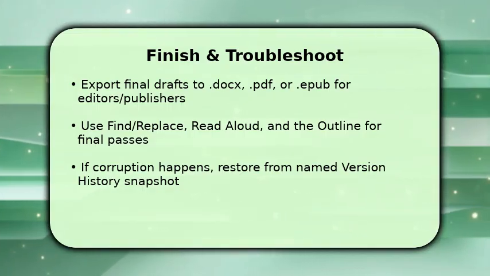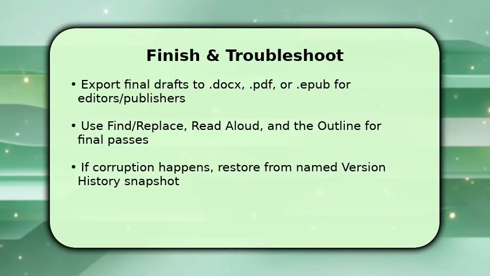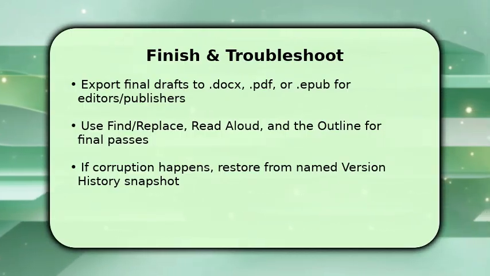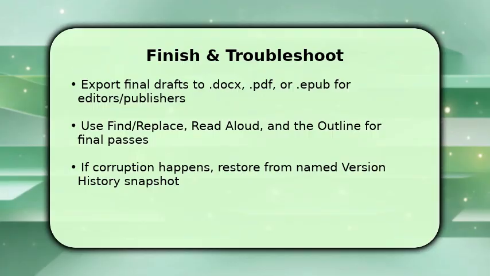If anything goes wrong, missing text or accidental deletion, open version history and restore the nearest named snapshot. That single recovery step fixes most problems and saves weeks of rework.